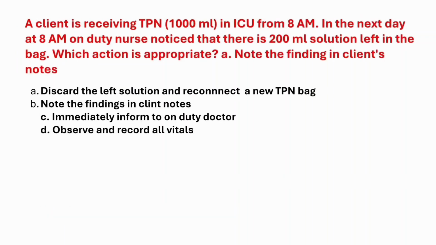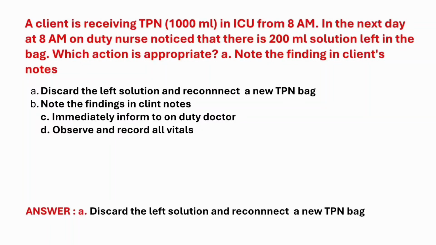Chadwick sign. A client is receiving TPN in ICU from 8 am. The next day at 8 am, the on-duty nurse noticed that there is 200 ml solution left in the bag. Which action is appropriate? A. Discard the left solution and reconnect a new TPN bag. B. Note the findings in client notes. C. Immediately inform the on-duty doctor. D. Observe and record all vitals. The correct answer is A. Discard the left solution and reconnect a new TPN bag.